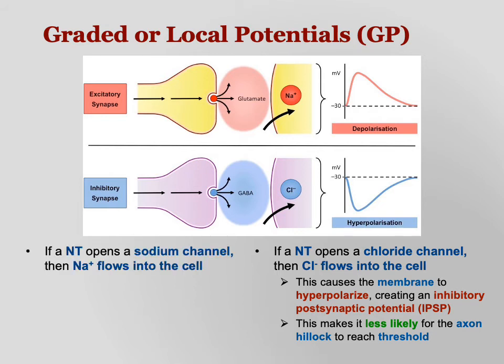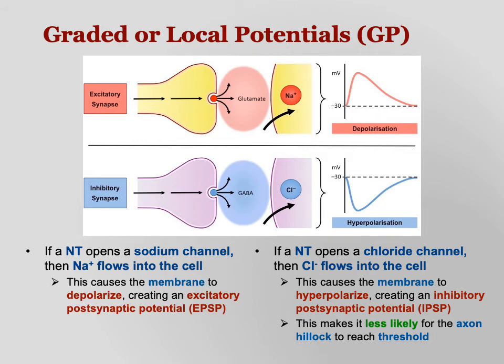In contrast, look at the sodium channel. So here, glutamate is the neurotransmitter. Glutamate opens sodium channels, and look, it causes a depolarization. The membrane becomes more positive, okay? So in this case, we call that an excitatory postsynaptic potential. Why excitatory? Because it's going to make it more likely to reach threshold and therefore more likely to have an action potential.